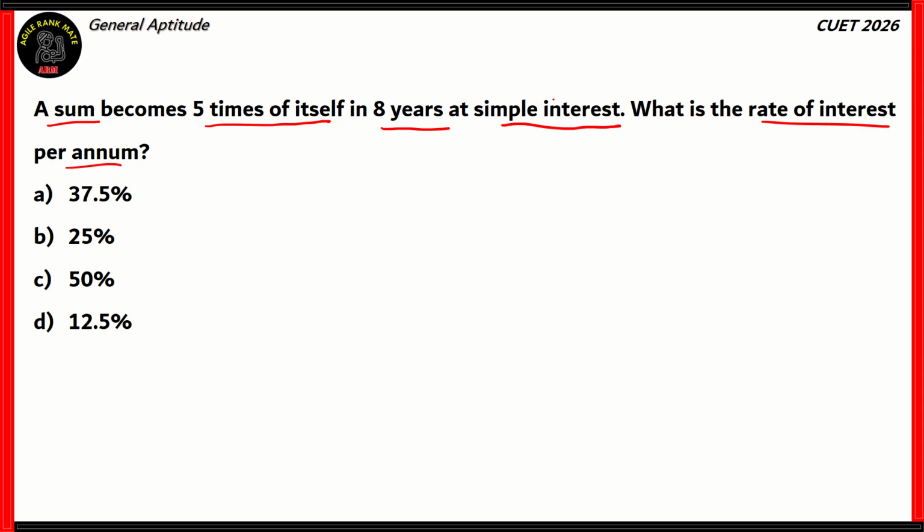So since we're talking about simple interest, the formula that we will be using is PRT upon 100, where P is the principal, R is the rate of interest, T is the time taken, and since the rate is usually expressed in percentages, the entire product is divided by 100. So that's the value of simple interest. Now what do we have? We have a principal, however it's not defined. So let's consider the principal as P. We have the time taken, that is 8 years.